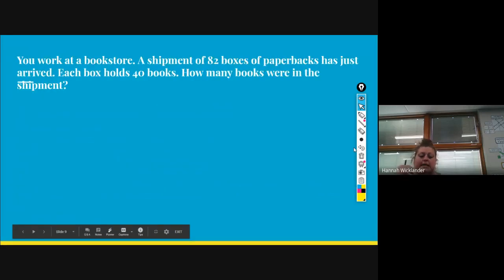All right, next one. You work at a bookstore. A shipment of 82 boxes of paperbacks has just arrived. Each box holds 40 books. How many books were in the shipment?